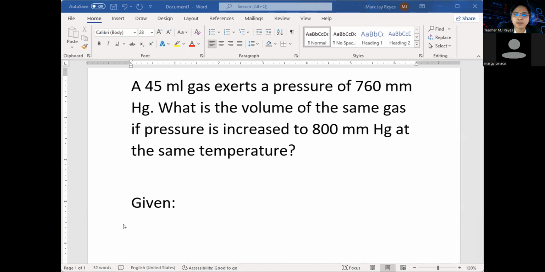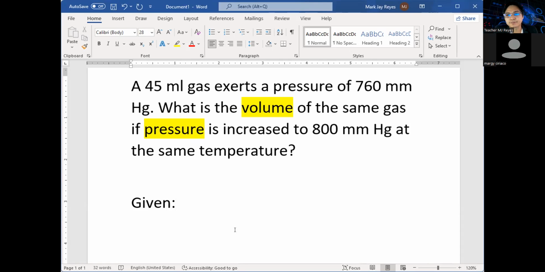45 ml and 760 millimeter of mercury. So what is 45 ml there? Before anything else, please also check on what is being asked in the problem. The problem is asking about volume and pressure. Since the problem is talking about volume and pressure, what gas law corresponds to that question?